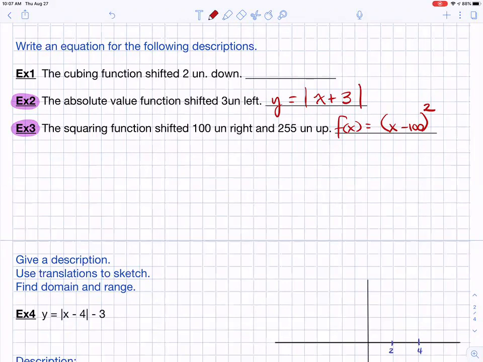Okay, all right, so let's talk about the last part. 255 units up. Ups and downs, where does that go compared to the parent? It goes outside the parent. So what should I do with that to get that in there? Plus 255.